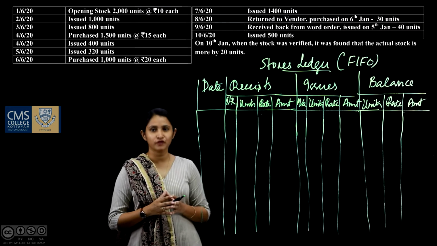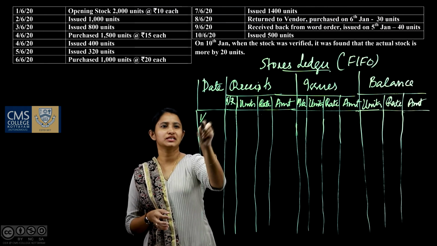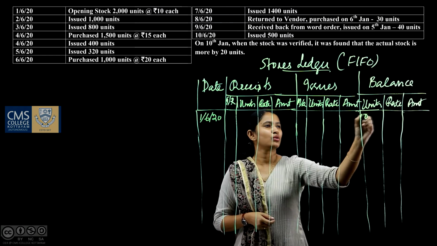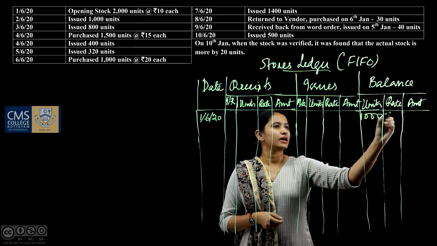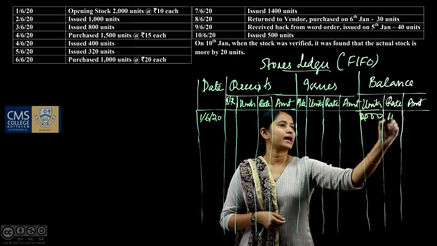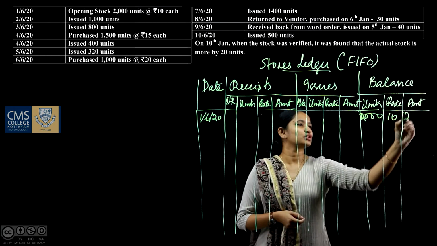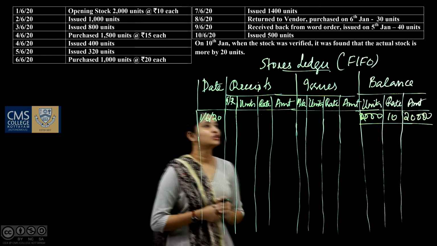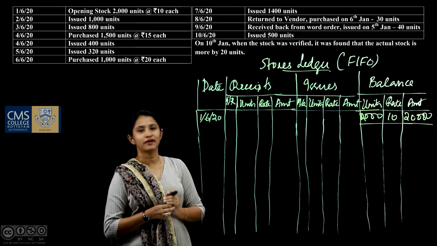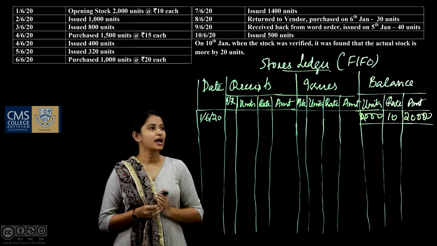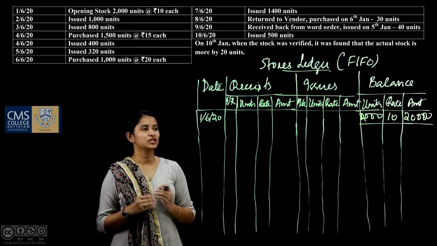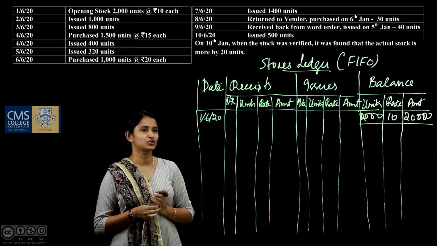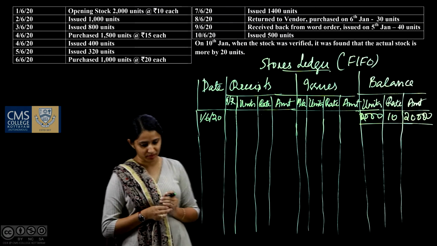So they are saying that on 1st June 2020, we have an opening stock of 2000 units at rupee 10 per unit. So the value is 20,000 rupees. So on 1st June, we have 2000 units in our stores, which we bought for 10 rupees per unit, and the total worth of materials in our stores on 1st June is 20,000 rupees.